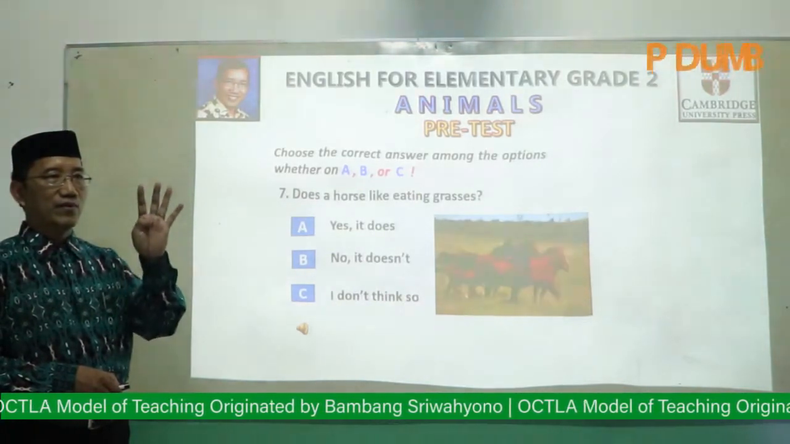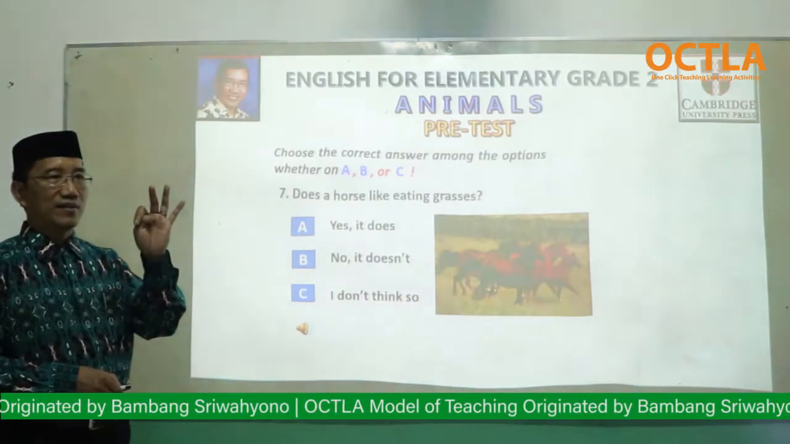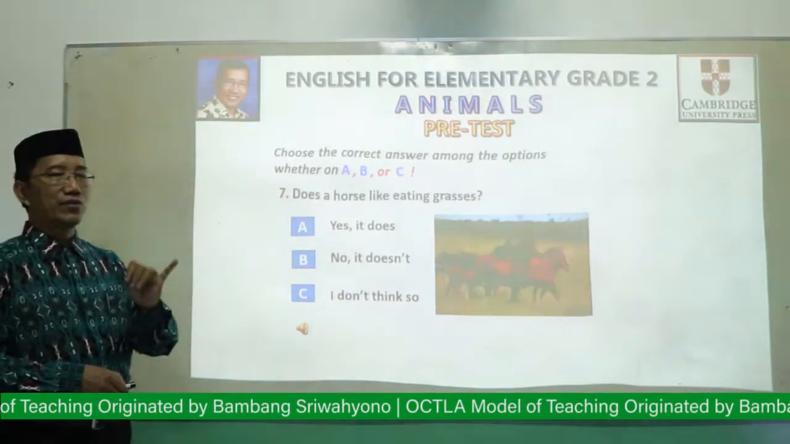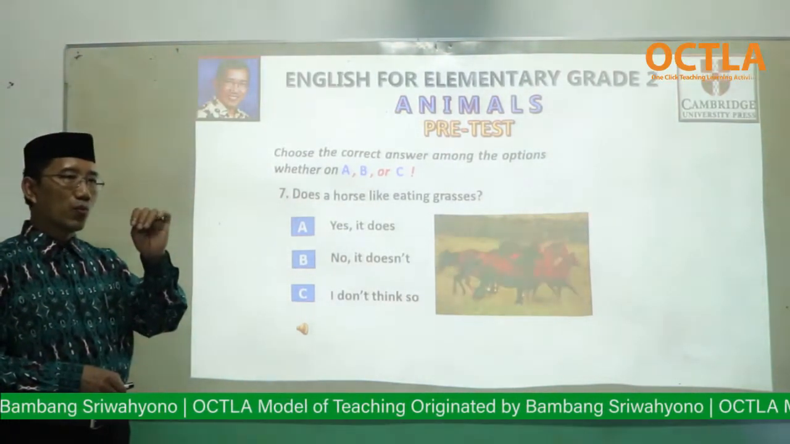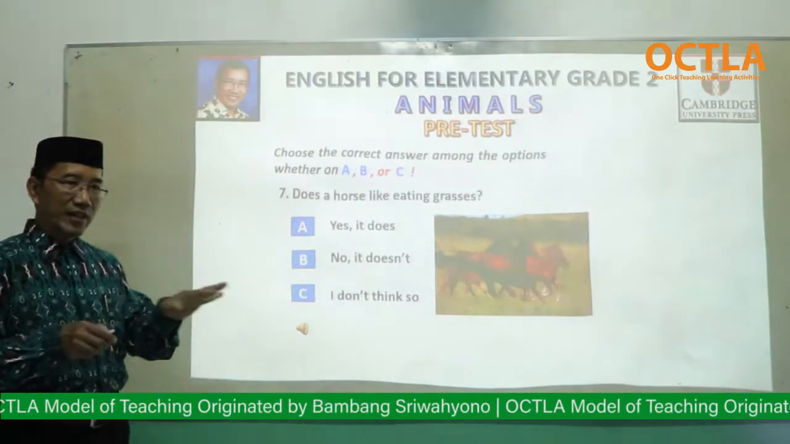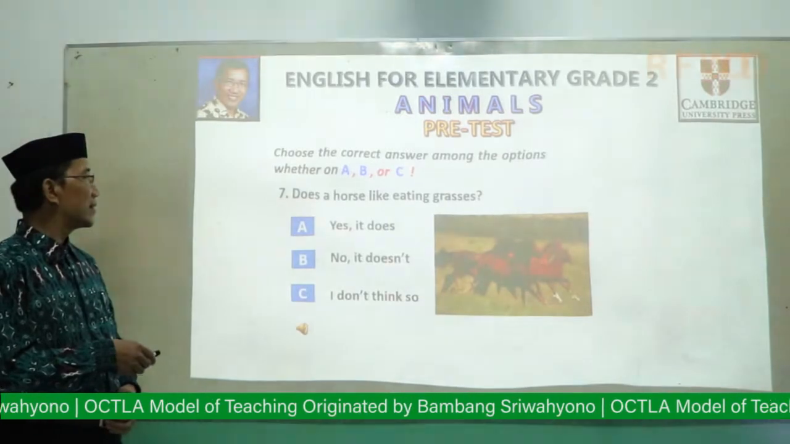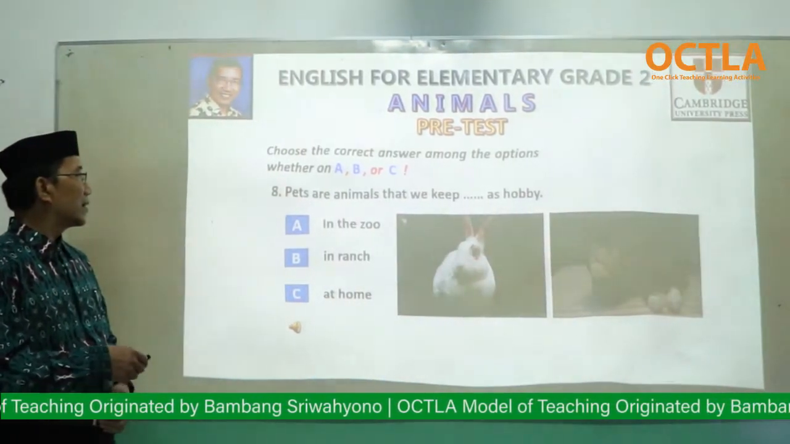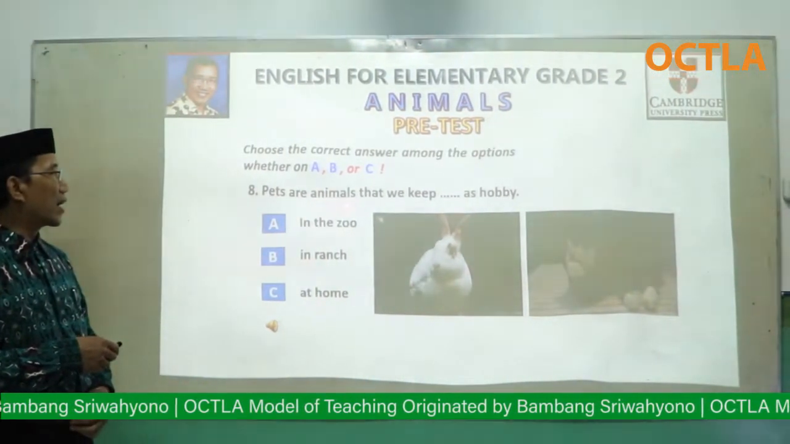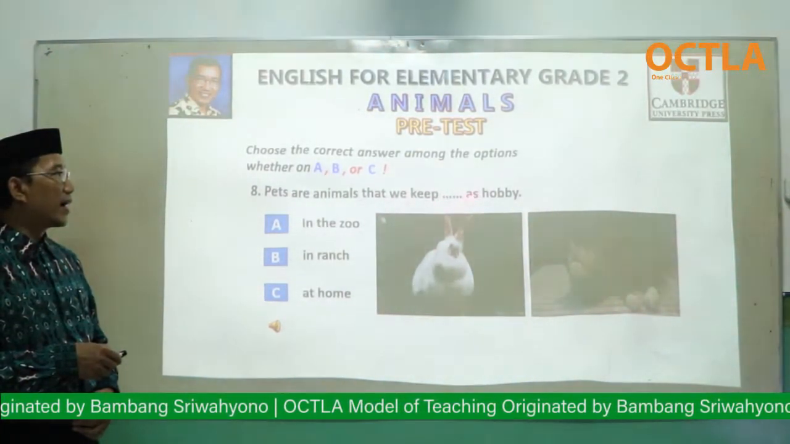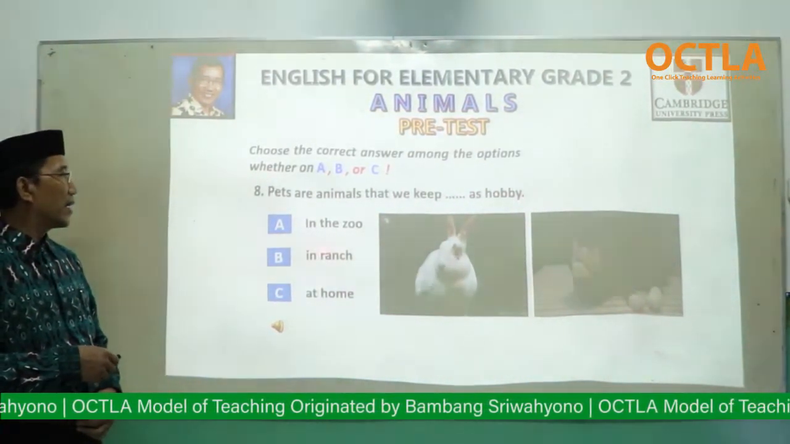5, 4, 3, 2, 1. Finished. Go to number 8. Pets are animals that we keep blah blah as hobby.